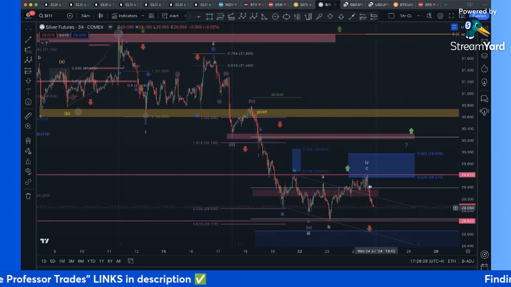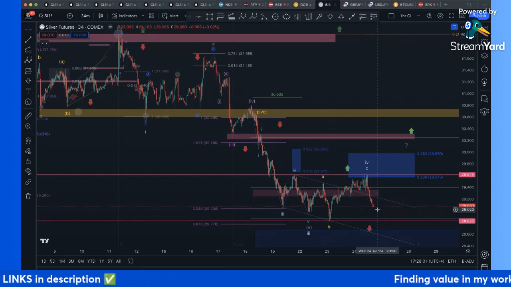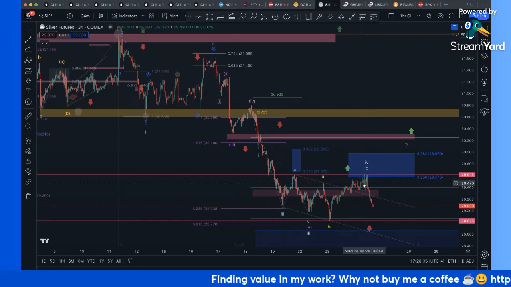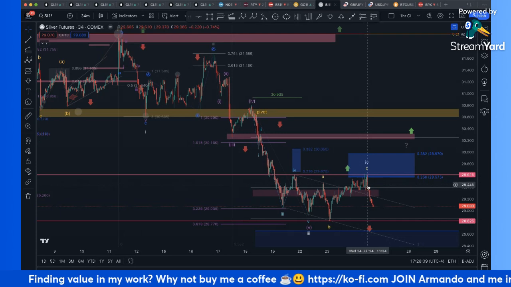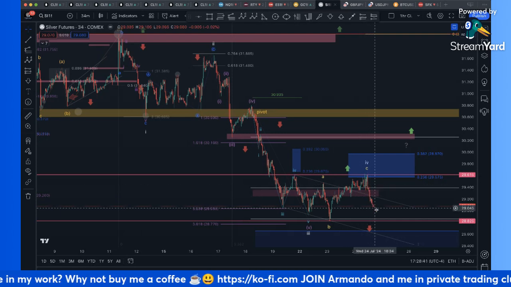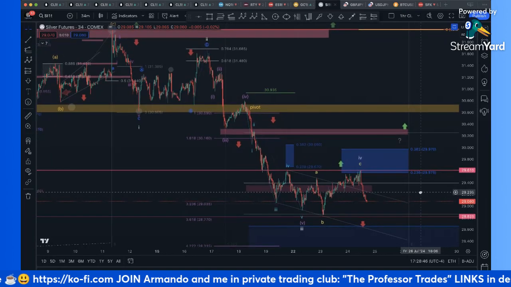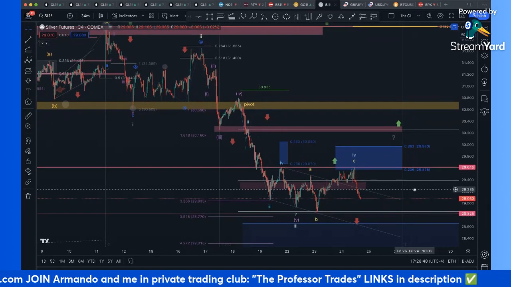And now look at this reaction. Very nice. Now, full disclosure, I had tinkered around with a long scalp in here. Could have taken the gains, but didn't. When it came back, I flipped short. And I'm continuing to be short. Why? Because now let's continue to look at additional parameters for Elliott Wave.